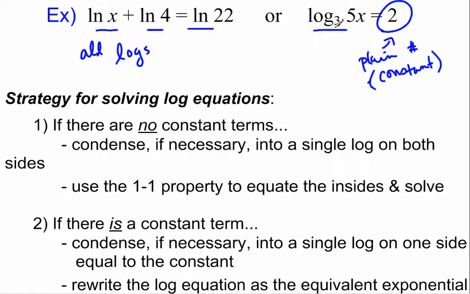On the other hand, if I have one like this where there is a constant term, then we can't just drop the log. We can't just make it go away. You're changing the whole meaning. So instead, we use the definition of logs and we convert this from the log form to the exponential form. We take the 3 and raise it to the second and equate it to the inside of the log.